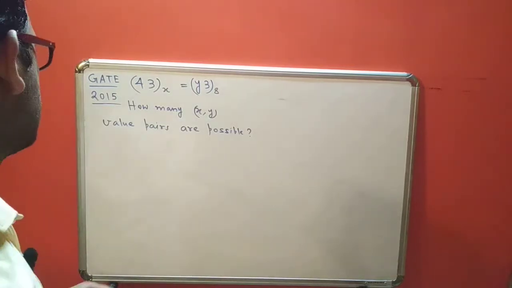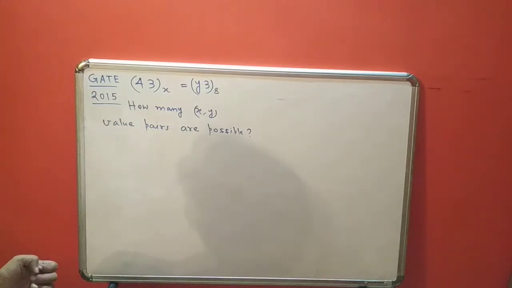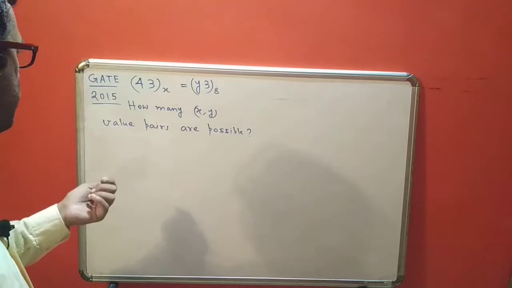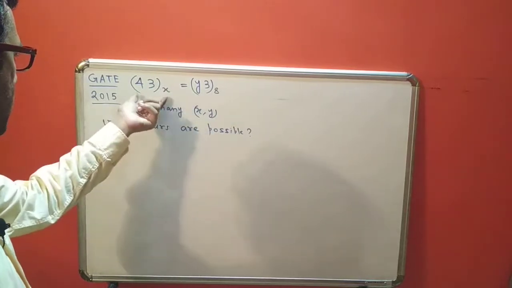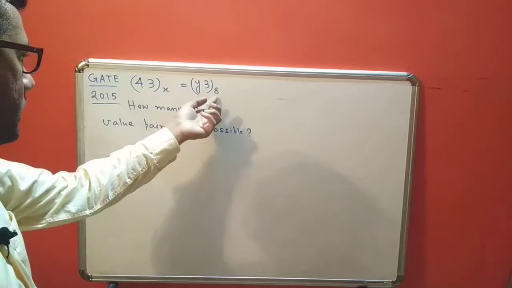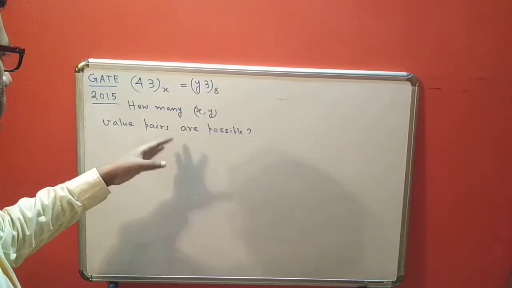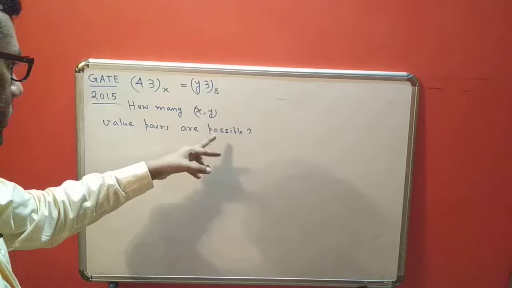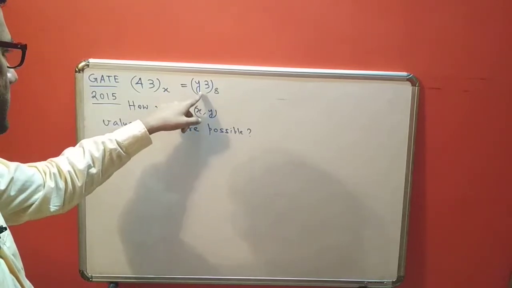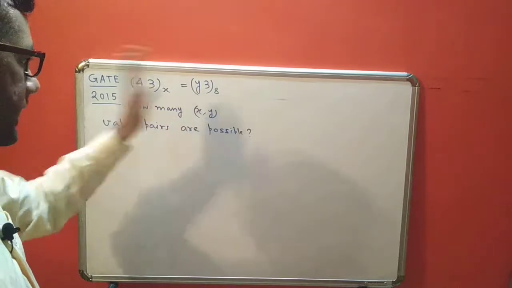So let's solve this question. This has been asked in GATE 2015. We have been given an equation with two numbers, both in different bases. One base is known and the other is unknown. And we have been asked to find the number of x comma y value pairs where y is one of the digits or one of the symbols of the number on the right hand side.